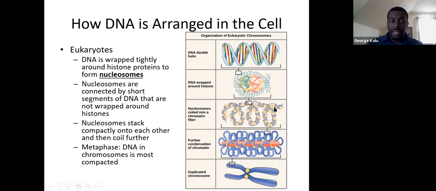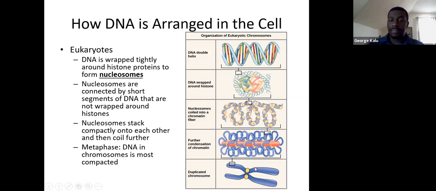So you're going to have multiple different nucleosomes within a single DNA molecule. And so they're all going to be connected to each other by regions of DNA that are not wrapped around histones, but very short regions of DNA. Then you're going to take all those nucleosomes and stack them and compact them very, very tightly together. And then you're going to coil it even further than you initially would, until that DNA molecule condenses, and then we see our chromosome arranged like this.